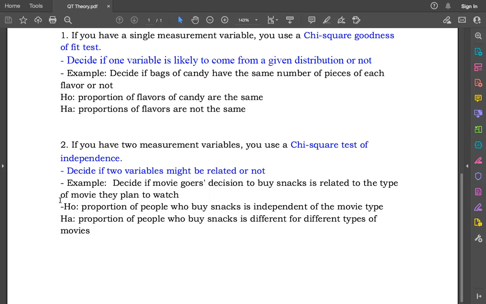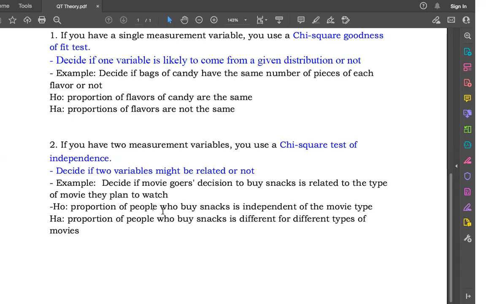Your null hypothesis is basically that the proportion of people who buy snacks is independent. Whether you buy snacks or not is not dependent on what type of movie you're watching. If I'm watching a horror movie, it does not mean that I will buy snacks or not buy snacks. So there's basically no relation between the two variables. And the alternate is that if I'm watching a horror movie, I will buy snacks, but if I'm watching a comedy movie, I will not buy snacks. So that is basically your null and your alternate hypothesis.